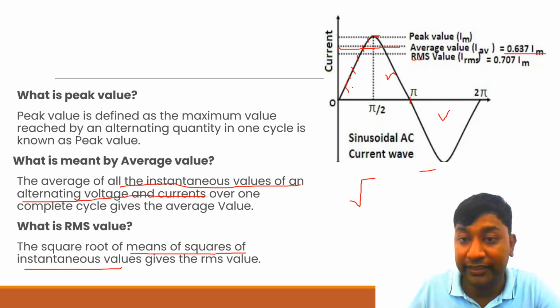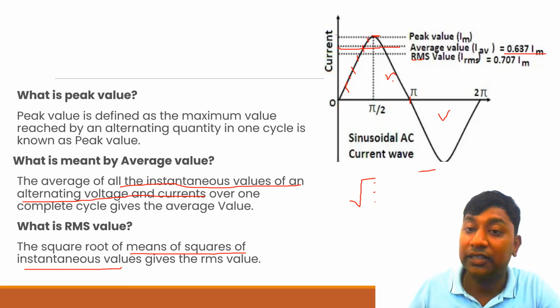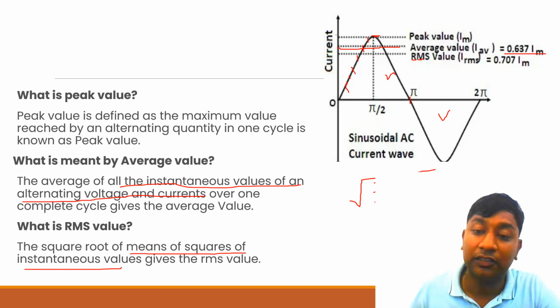Means first we take the instantaneous value squared. If the value 2 is there, then we take 2 squared. If 3 is there, then we take 3 squared. Then the mean: the mean means average. If we consider 0 to pi, then we divide by pi. Considering the half cycle, we take Im squared from 0 to pi and divide by pi. So the square root of this one.